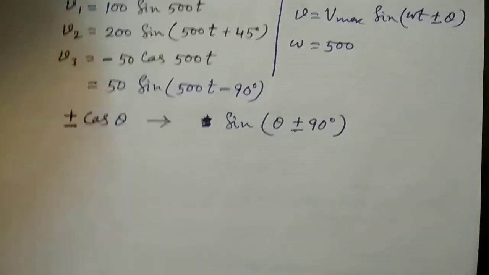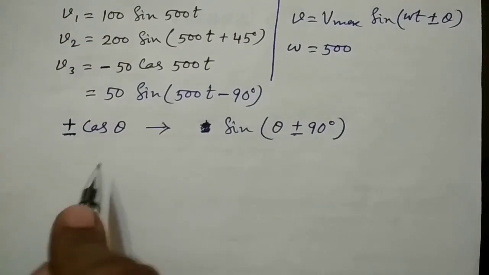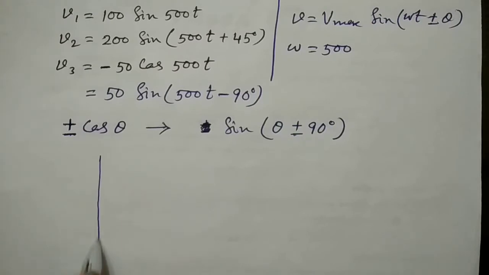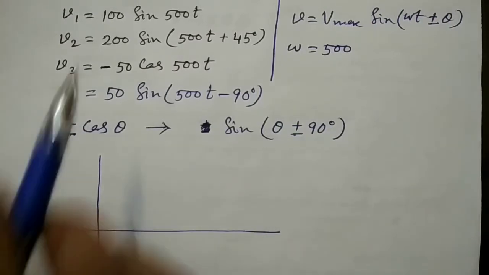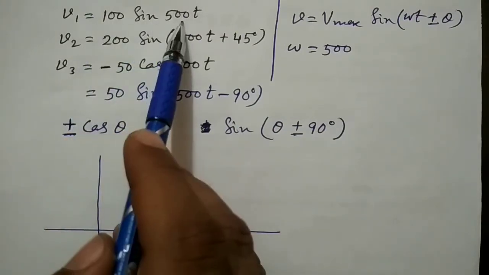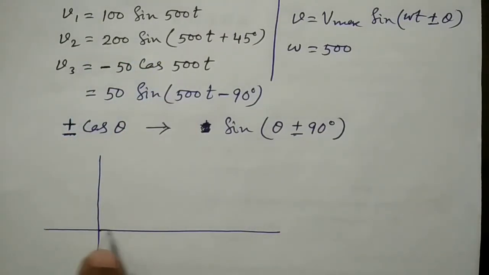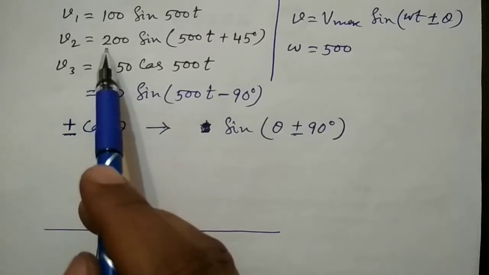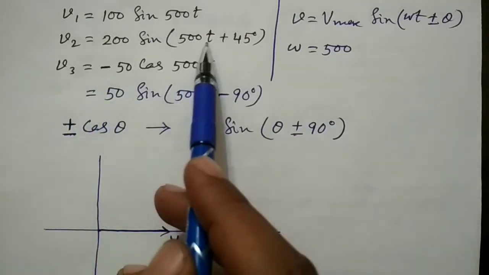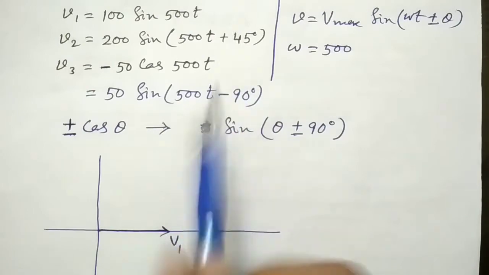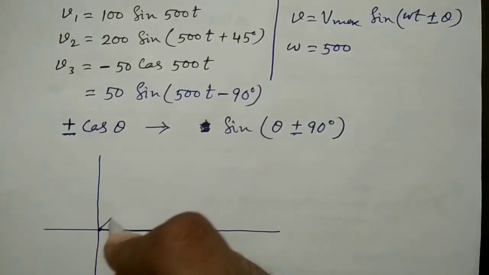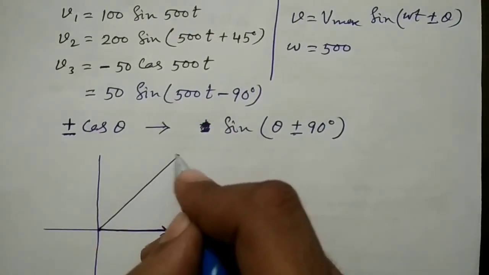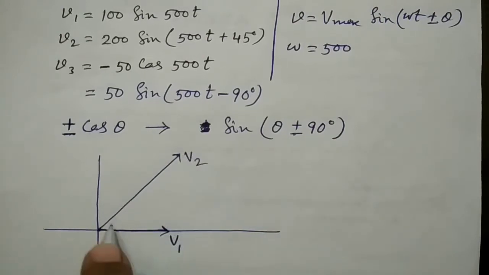So the next step is we have to draw the phasors of these three voltages. So V1 is V1 max sin omega t. So definitely it will be along the reference axis. So it will be V1. V2 is V2 max sine (500t plus 45 degree). So it will be in the first quadrant with 45 degree angle. So it is V2.